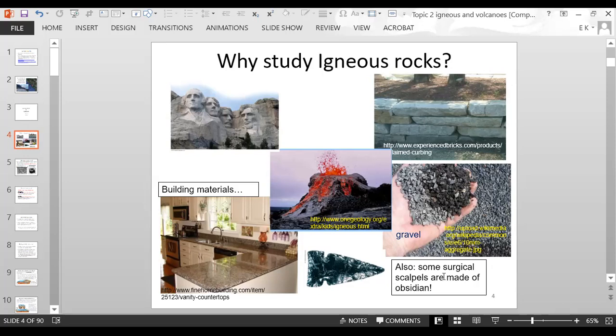Also, some surgical scalpels are made of obsidian because obsidian is natural glass and it's able to be carved in such a way to be extremely sharp. And then also we have statues, and also here's Mount Rushmore. That was carved into an igneous rock called granite. The whole mountain here is made of granite.